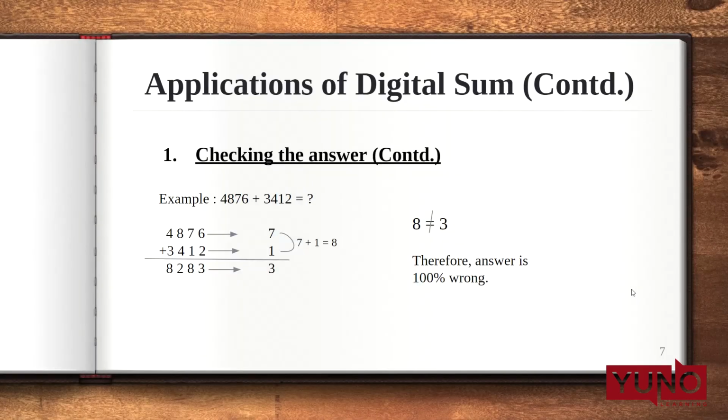Let's see a case where our digital sum will not match and hence our answer will be 100% wrong. In this case, we are again adding two numbers, 4876 with 3412. In this case, the digital sum of the numbers is 8 and the answer, which is the wrong answer here, we can say its digital sum is 3. Now since the digital sum of my answer is not matching with the digital sum of the numbers, this answer is 100% wrong.